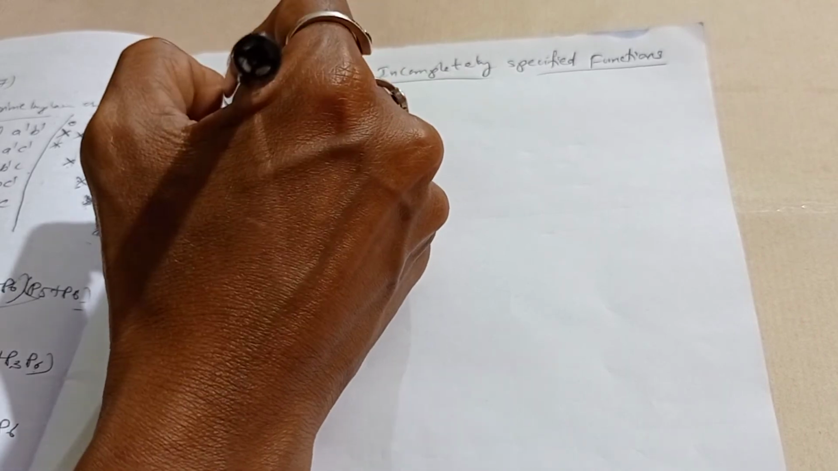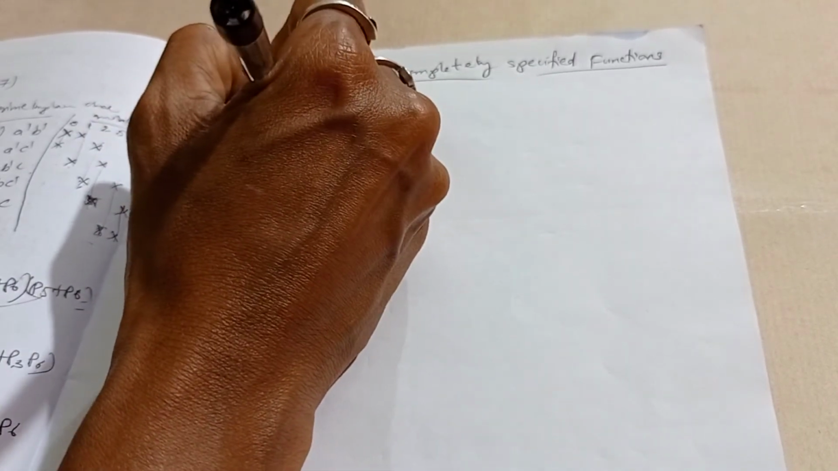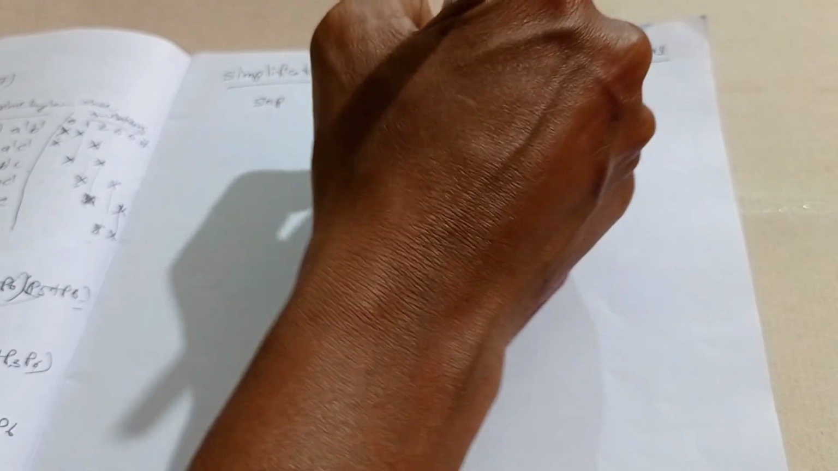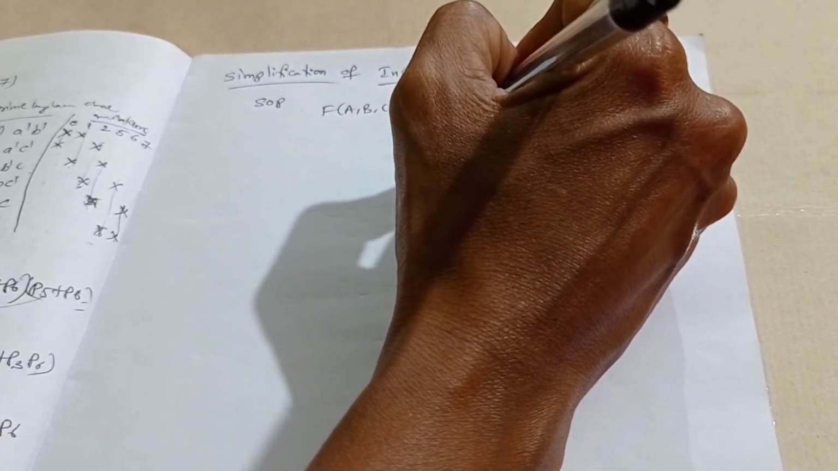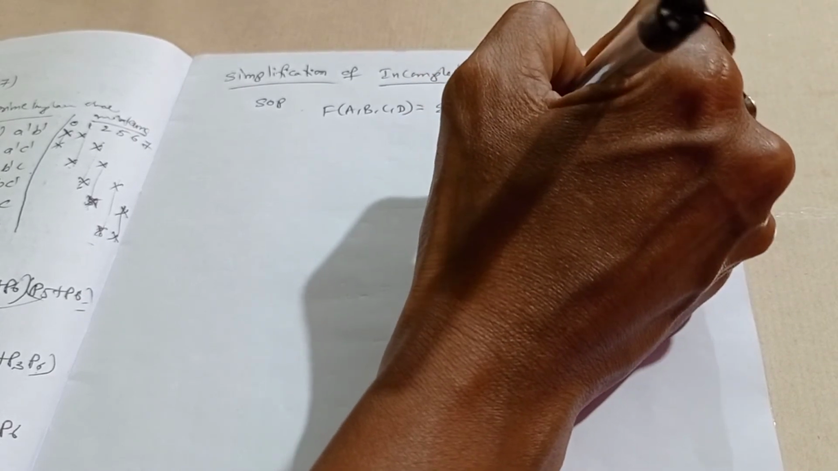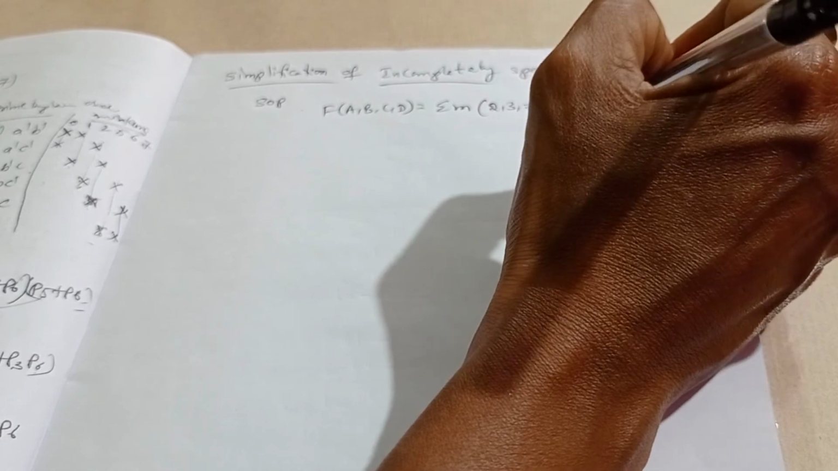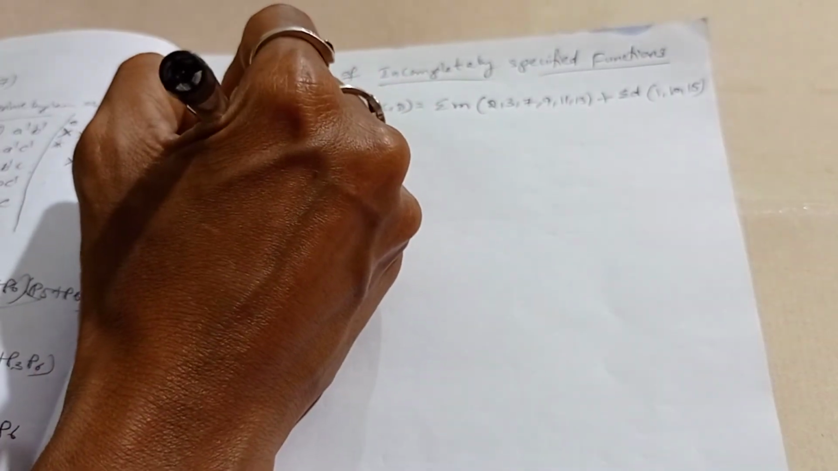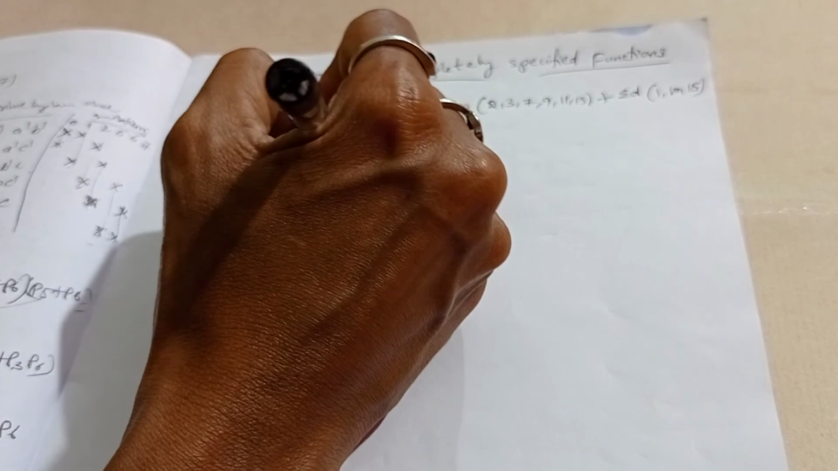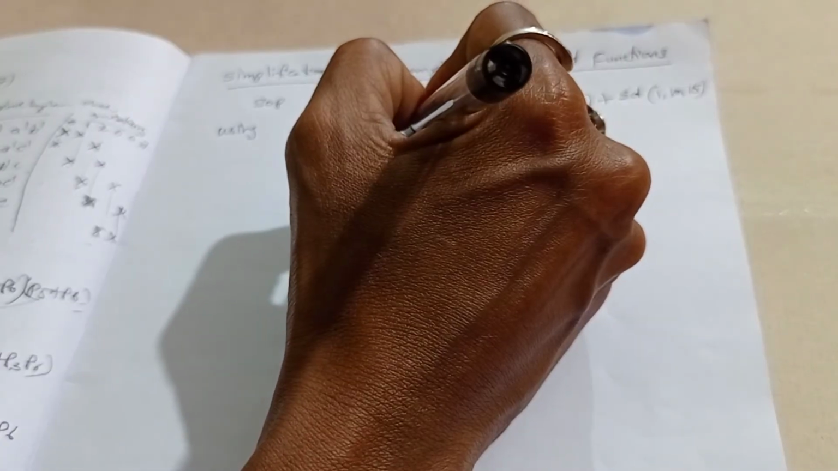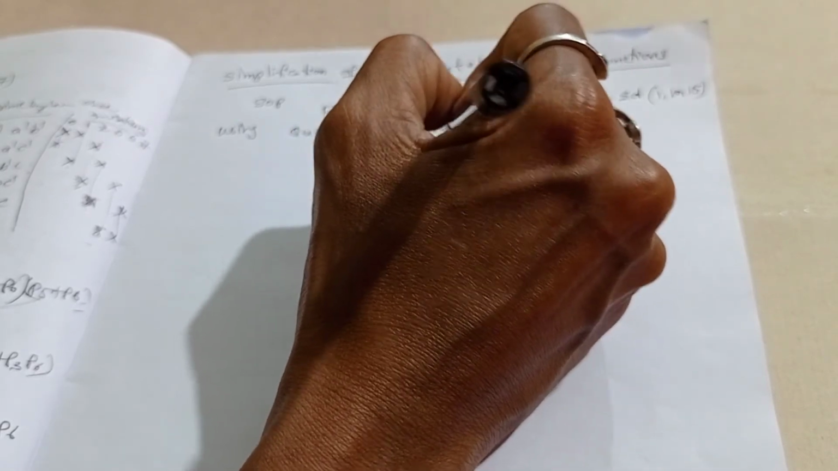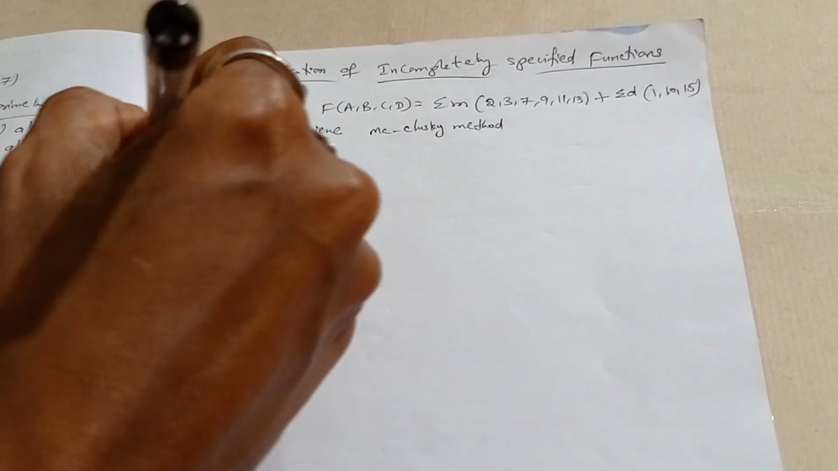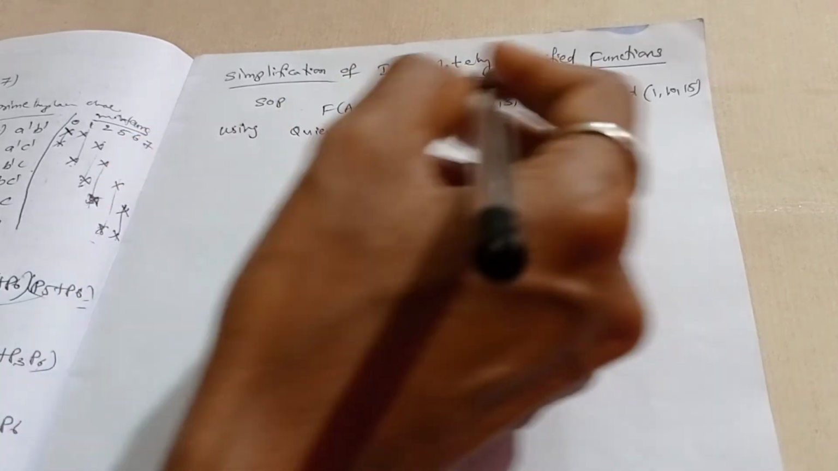Now we'll see an example. SOP is given: f of A, B, C, D is equal to summation of 2, 3, 7, 9, 11, 13 plus don't care 1, 10, 15, using the Quine-McCluskey method. Now the same procedure, but we need to take the don't cares here.